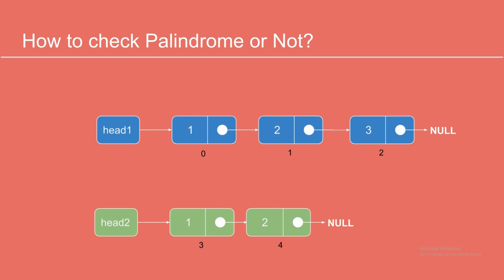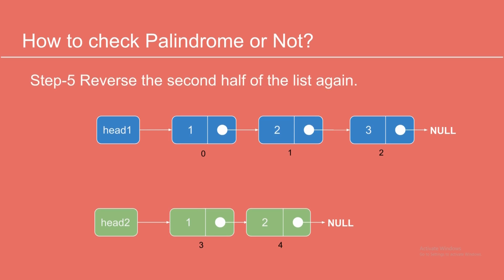Now, the next step is to reverse the second half of the list again. So, initially with 1 and 2, it will be reversed to form 2 and 1. And the final step is to join both the halves again. We will traverse the first half of the list to get to its last node, that is node at index 2. Then we will change the next pointer to point to the node at index 3 using the head2 reference. We will look at that while we implement the code.